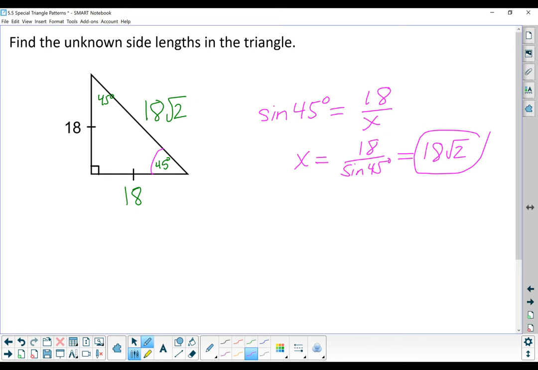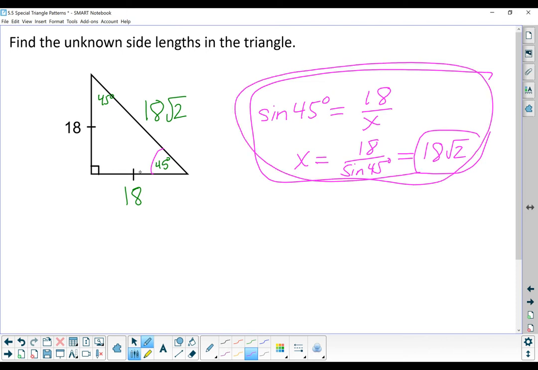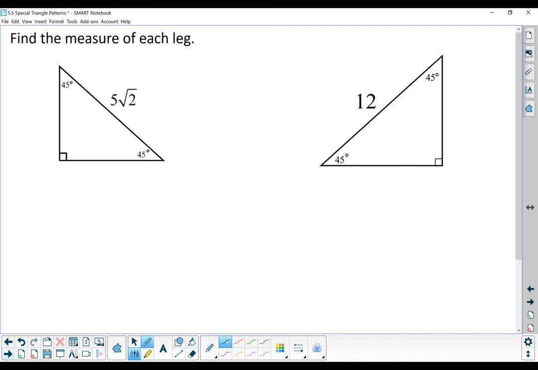Special patterns are really just common triangles that come up a lot. They come up a lot in calculus, they come up a lot in trigonometry, and instead of having to do all this work of solving an equation, once you've seen enough of these, you just start to memorize them and it saves you time. So that's why we use them.